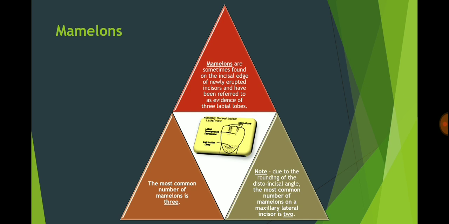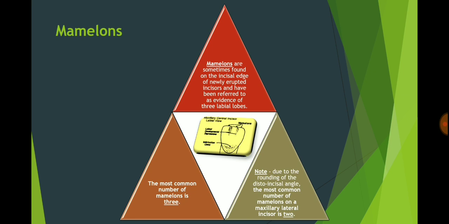Now, mamelons are not only found in newly erupted teeth. If an adult has mamelons on the teeth, it means that adult patient has malocclusion, because it means that the incisor teeth are not occluding.